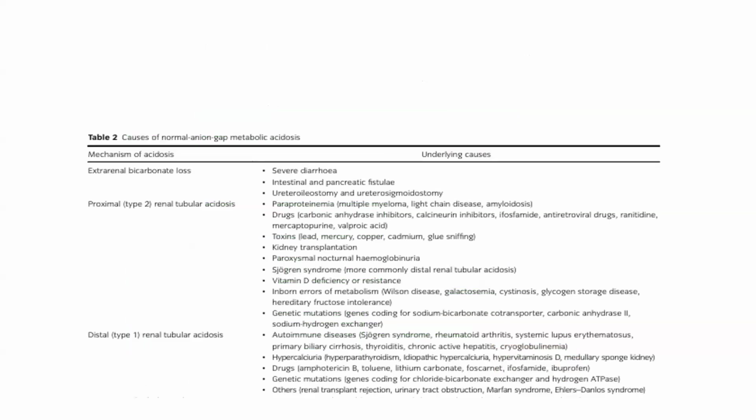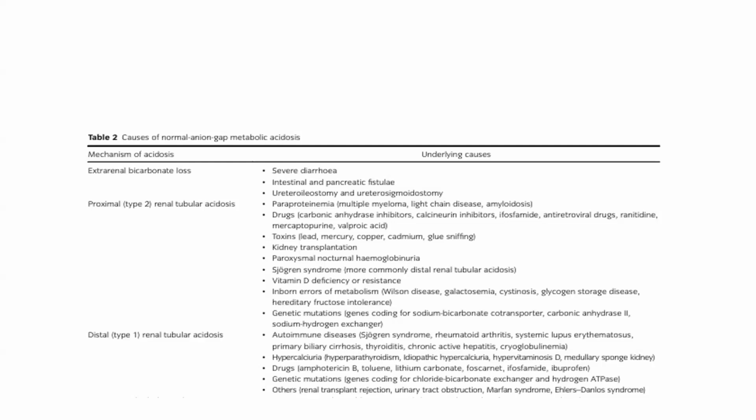Now we'll see what are the causes. Causes of NAGMA, like external bicarb loss, that is severe diarrhea, intestinal pancreatic fistula, ureteroileostomy, ureterosigmoidostomy. Proximal type 2 renal tubular acidosis is like paraproteinemia, like multiple myeloma, light chain acidosis, amyloidosis.